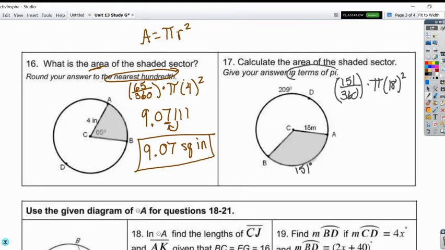This one says give it in terms of pi. So let's see, what is 151 out of 360 times the 18 squared? We're talking about 1359 over 10, 1,359 divided by 10, and we haven't used pi yet, so we put that back in. Again, this is area, so it's square units, and in this case, we're talking square meters.